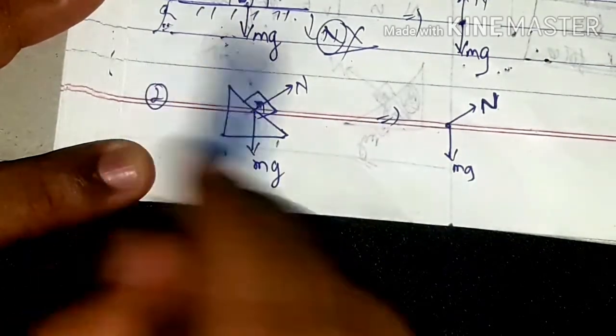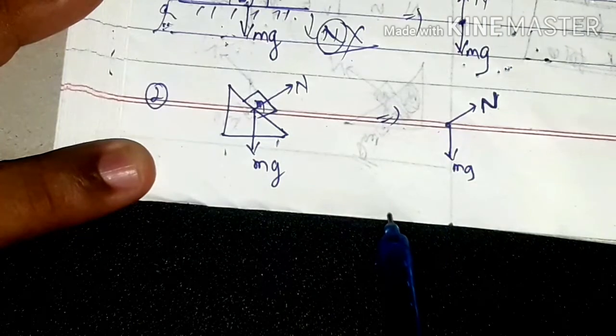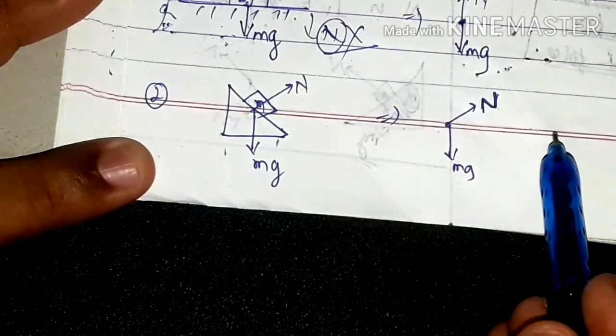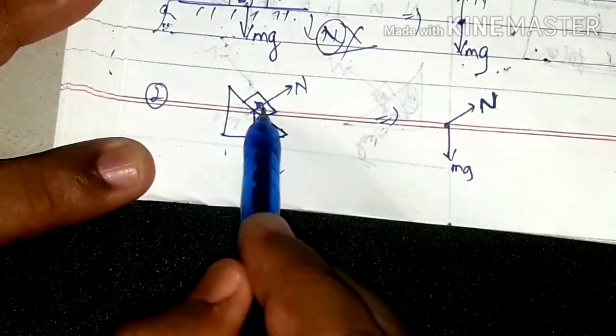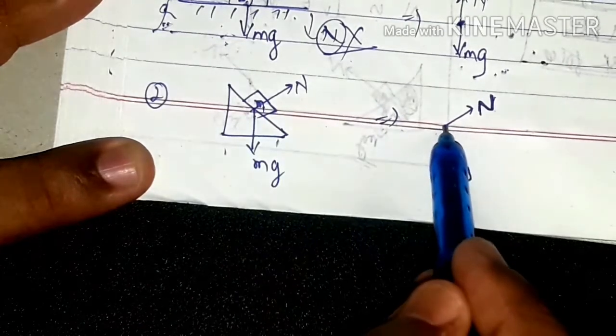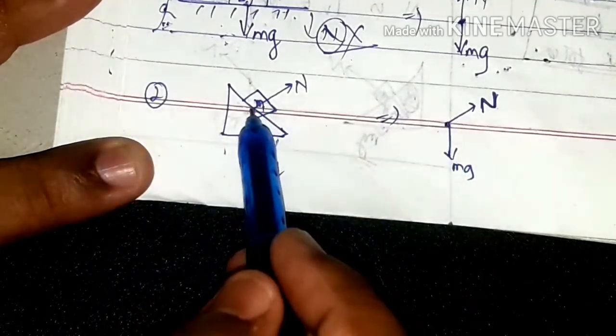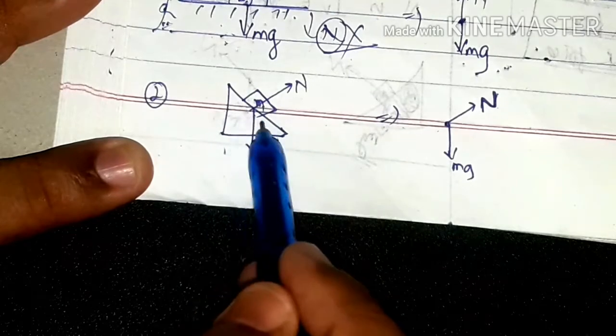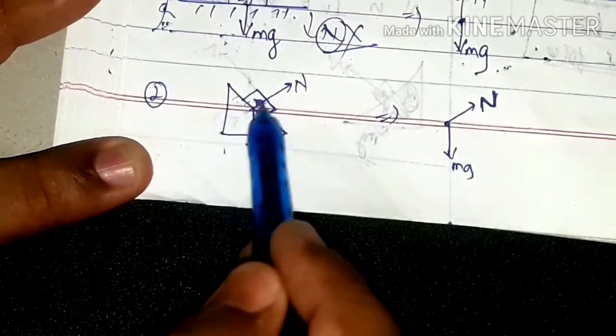Right. Now, we are asked to find the free body diagram. This is the body under consideration, which I put in the form of a dot. This is the normal force. This is the surface, right? Between this surface and this surface, there will be a normal reaction.